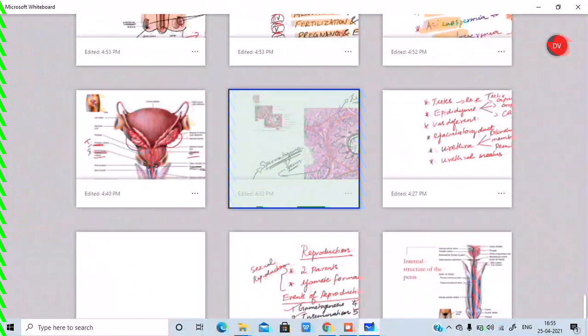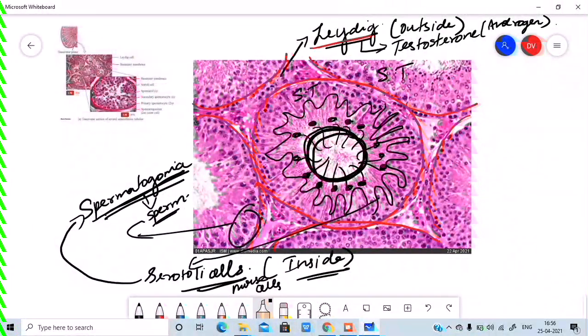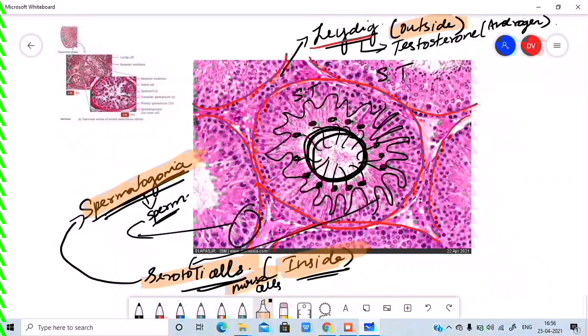And this beautiful picture I showed you to understand what is meant by Sertoli cells, what is meant by Leydig cells, what is spermatogonia, all that I told you. Leydig cells are present outside the seminiferous tubules, very important, whereas Sertoli cells are present inside the seminiferous tubules. Sertoli cells are otherwise known as the nurse cells, which nourish the spermatogonia, which can develop into the sperm. Spermatogonia is the mother of the sperm. Once they mature and form into sperm, the tail will be dropping inside the lumen of the seminiferous tubules.